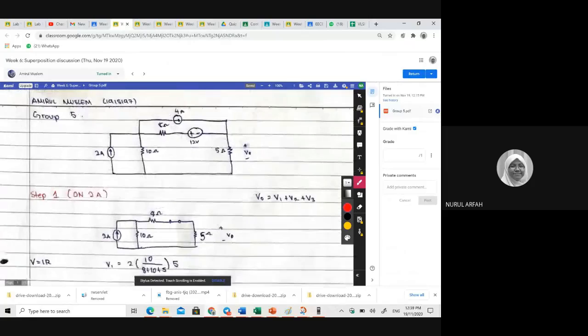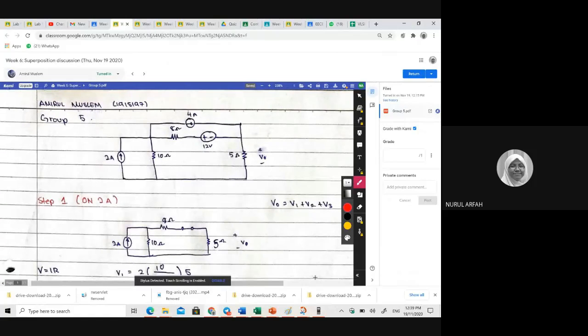Too slow. Okay. By the way, why do we need superposition in the first place? This is just to give you some idea why we need superposition. Actually, this is all about linear systems, linear circuits like this. If you have more than one independent source, you can use superposition in order to solve for the value of interest.